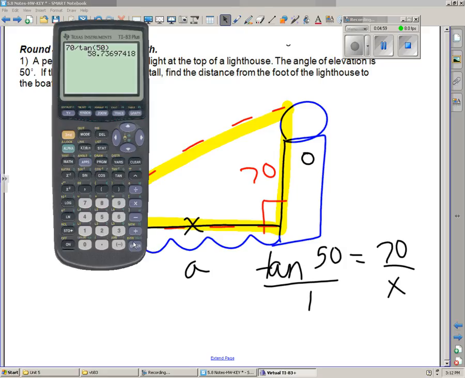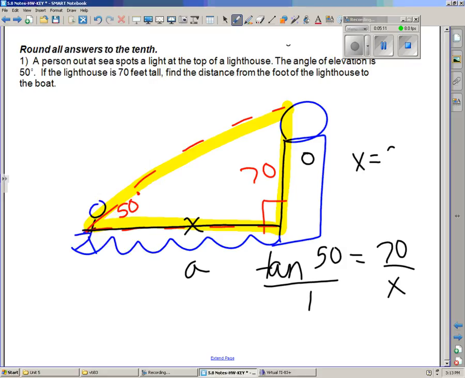And then we're rounding it to the nearest tenth, and it becomes 58.7 in this case. So x equals 58.7. This is not degrees. This is going to be feet. We're not finding an angle measure. We're finding a length of a side.